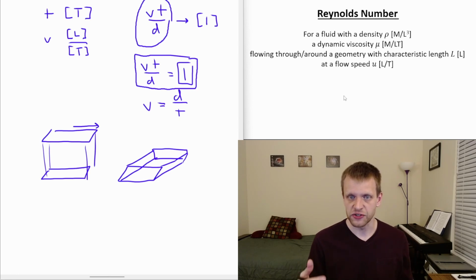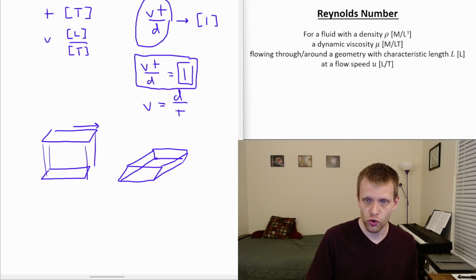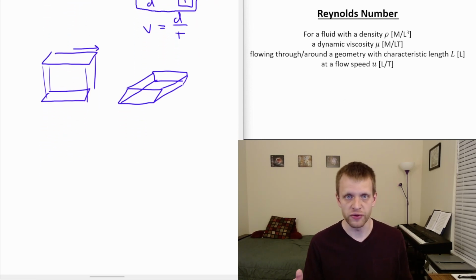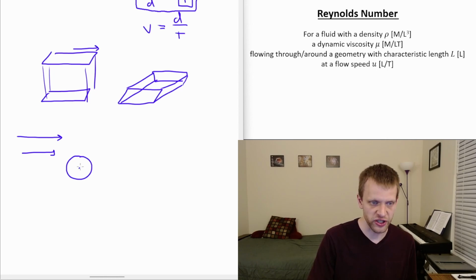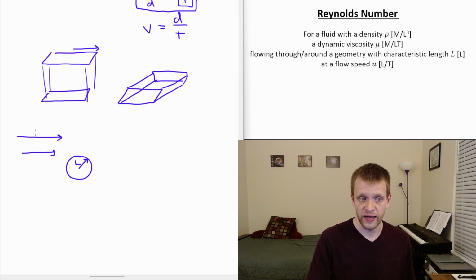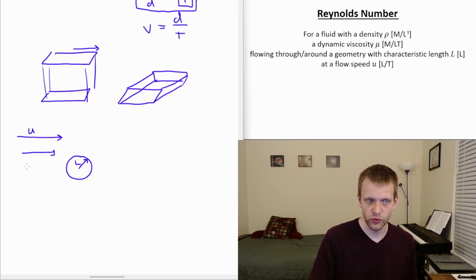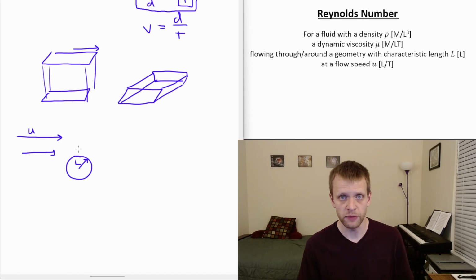And let's say that this fluid is flowing through or around some geometry with a characteristic length. Let's say I have a fluid that's flowing, but there is an obstruction in the way. And let's say that this obstruction has some characteristic length scale. And let's say this is also flowing at a flow speed of u, which would just be a length divided by a time. I want to know, how is this fluid going to interact with this particular obstruction that has this particular geometry?